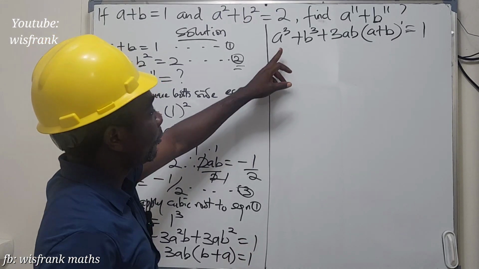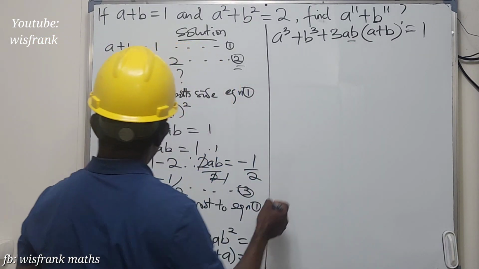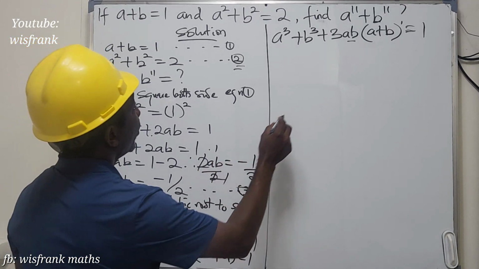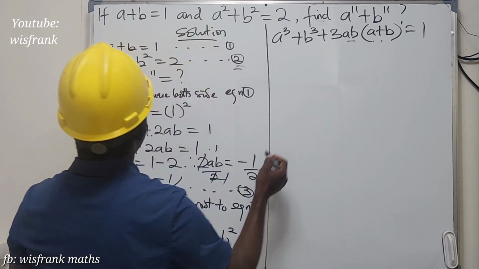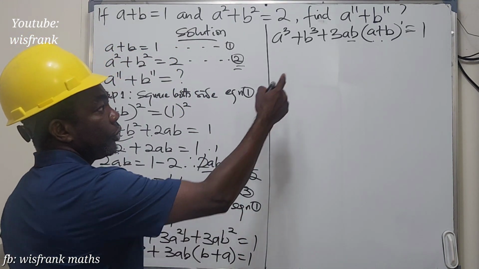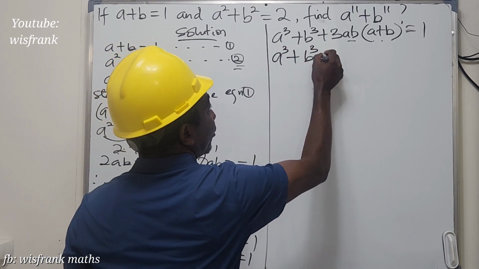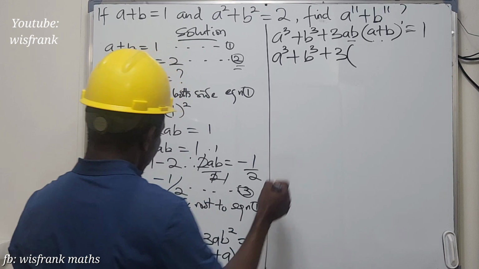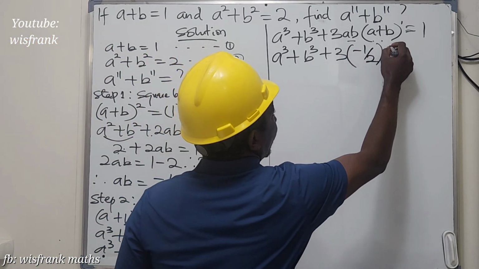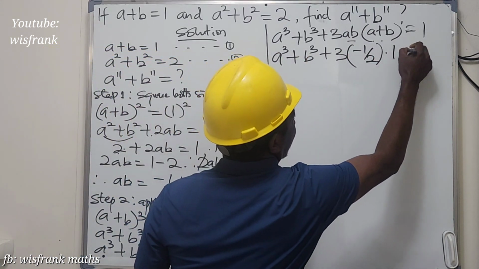So we can see that we have a to the power of 3 and b to the power of 3. Here we have ab, and the value of ab from equation 3 is minus 1 all over 2. We also have a plus b, and from equation 1, a plus b is 1. So we are going to substitute that into this expression. We have a to the power of 3 plus b to the power of 3 plus 3 into ab as minus 1 all over 2, then a plus b as 1, so it's going to be times 1, equals 1.